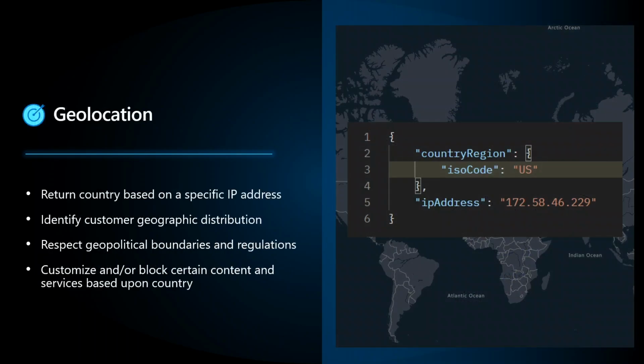We also do geolocation, and geolocation means that you have an IP address and want to transform that to a location. We give you back the location of the country where that person or traffic is coming from.